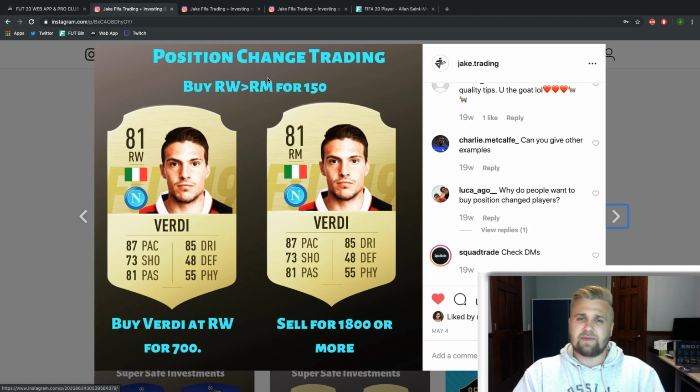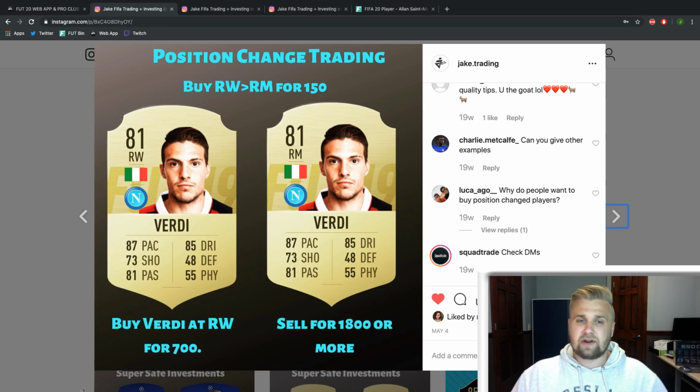You're always going to have position changes that are cheaper than others. And where I find this works best, if I'm applying those position changes myself to the card, is I look for position change cards that cost 500 coins or less. It seems that it's easy to calculate profit at that point, and it's a little bit easier to trade with them as well. I'd buy Simone Verde at his natural position in a right wing for 700 coins. I would buy the right wing to right mid position change for 150 coins.